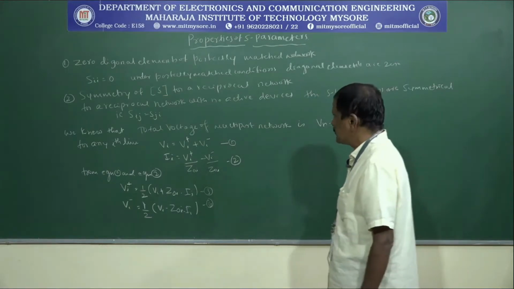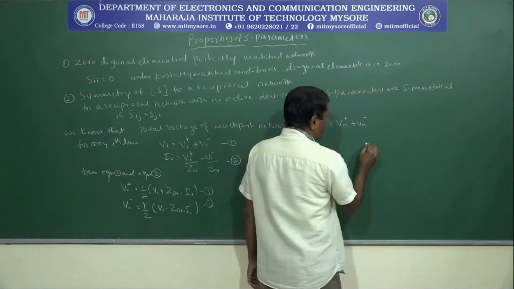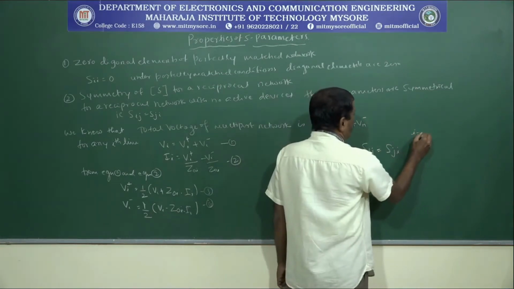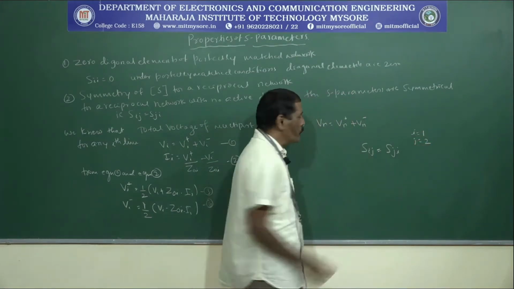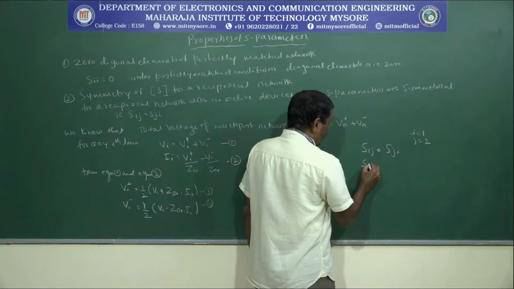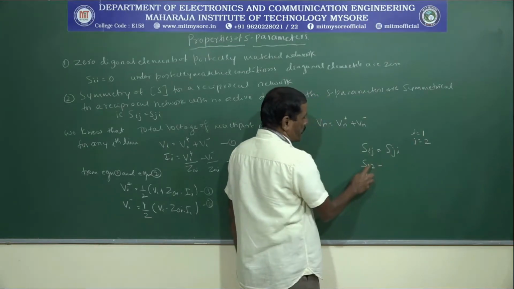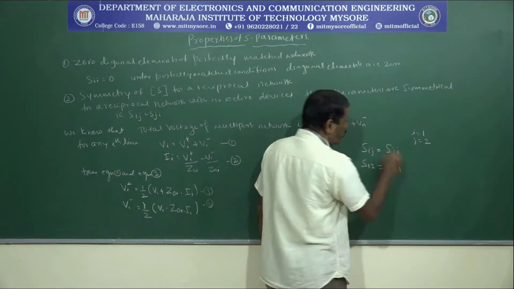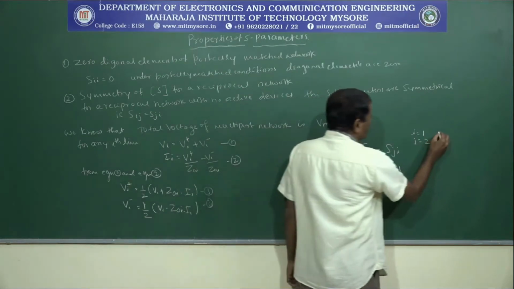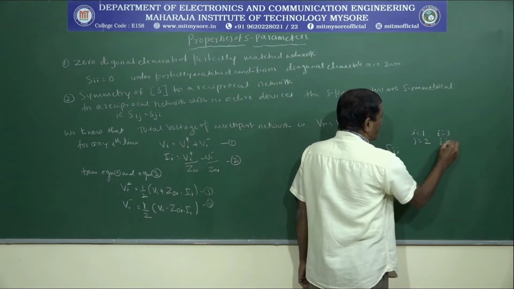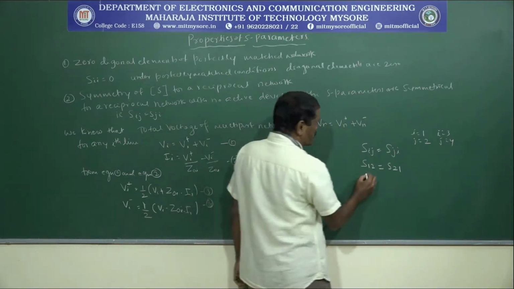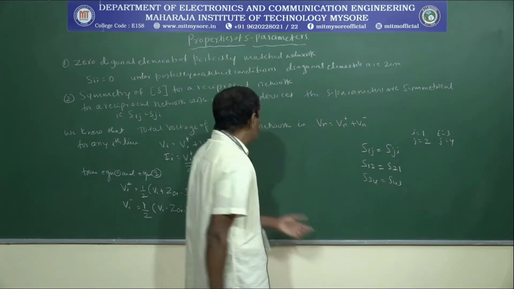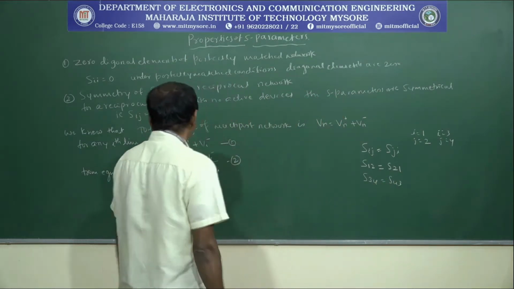are the port numbers. What it indicates is that Sij is equal to Sji. If I take i equal to 1 and j equal to 2, because the i value substituted is 1 and the j value substituted is 2, then S12 is equal to S21. And if I take i equal to 3 and j equal to 4, for example, then S34 is equal to S43. So, this is the second property.